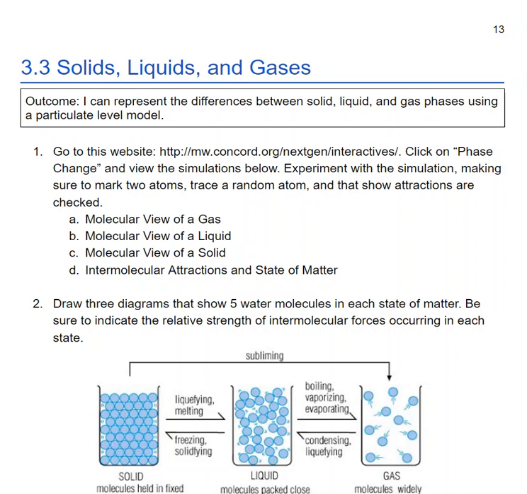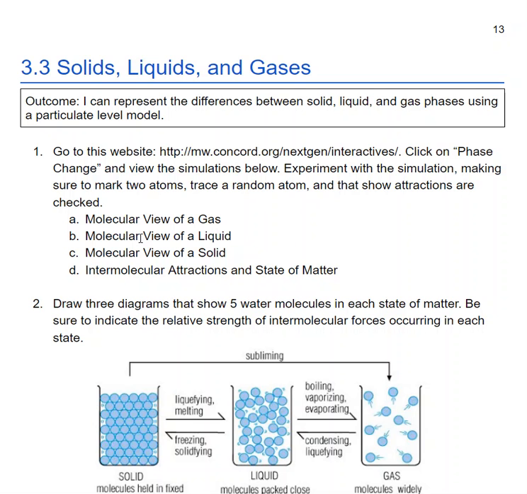This is 3.3 Solids, Liquids, and Gases. So our outcome is: I can represent the differences between solid, liquid, and gas phases using a particulate level model. So first thing you're going to do is go to this website and look at phase change, and you're going to see the attractions that occur in a solid, liquid, or gas.